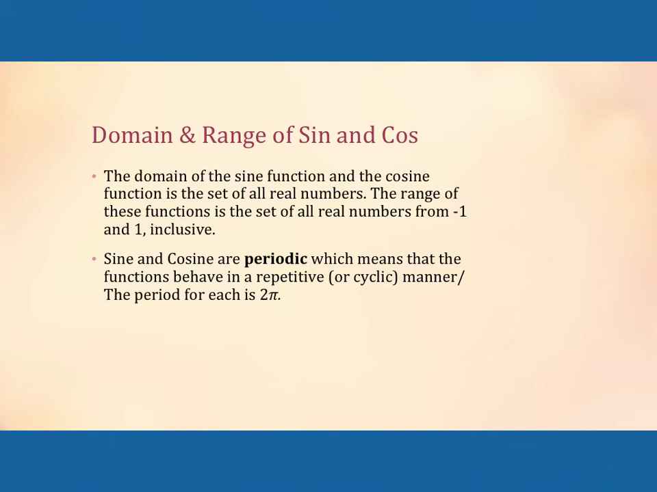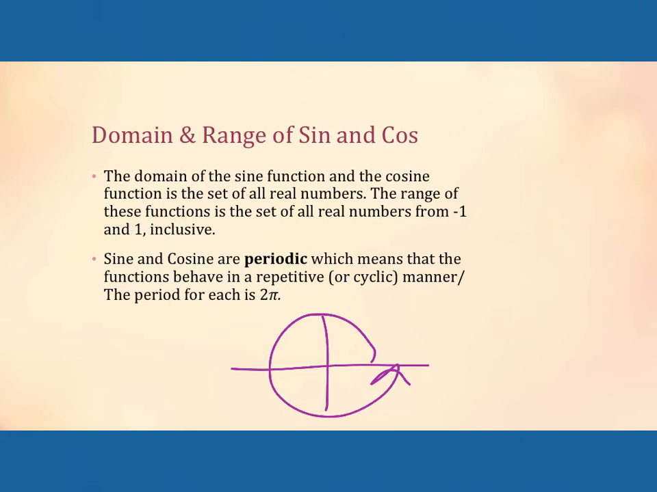All right, domain and range of sine and cosine. The domain of the sine function and the cosine function is the set of all real numbers. Domain goes left, right, positive, negative, fractions, decimals, all the way around. The range of these functions is the set of all real numbers from -1 to 1 inclusive. So domain can change, but range will never get bigger than 1 or less than -1. Because if you think about what's happening as you move around your circle, my y's are never going to get bigger than 1 or less than -1.